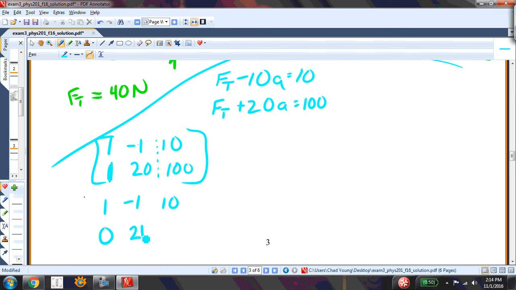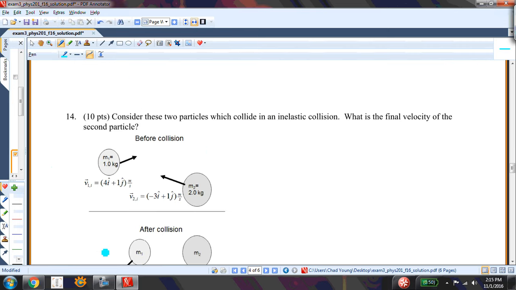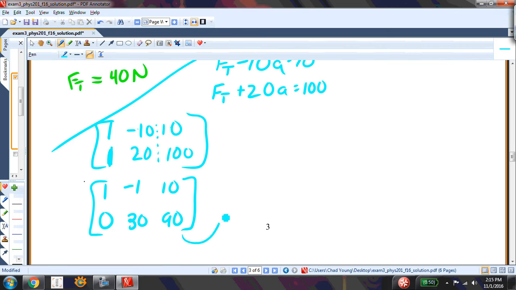Am I doing this right? Yeah, this should be 10, I'm sorry. So 20 minus -10, that's going to be 30, equals 100 minus 10, which is 90. So I've replaced the second row with the second row minus the first row. Now let's divide this by 30. So I get 1, -1, 10, and 0, 1, 3.